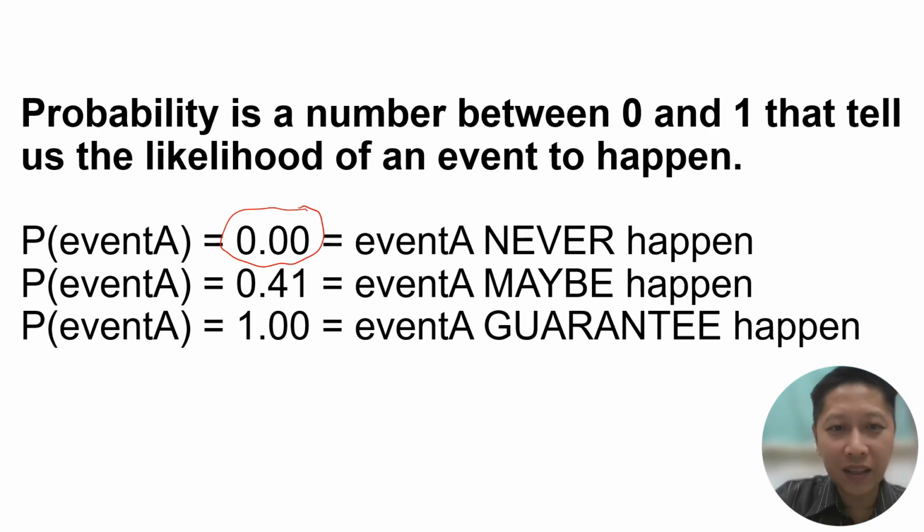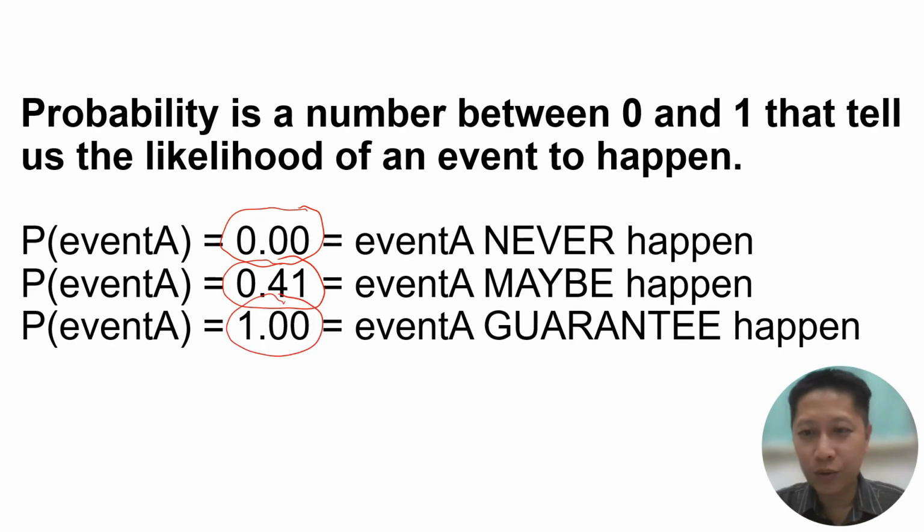If the number calculated is 0.41, we can use normal words: maybe it is going to happen. When we calculate and get a value equal to 1, we say that this event is guaranteed to happen.